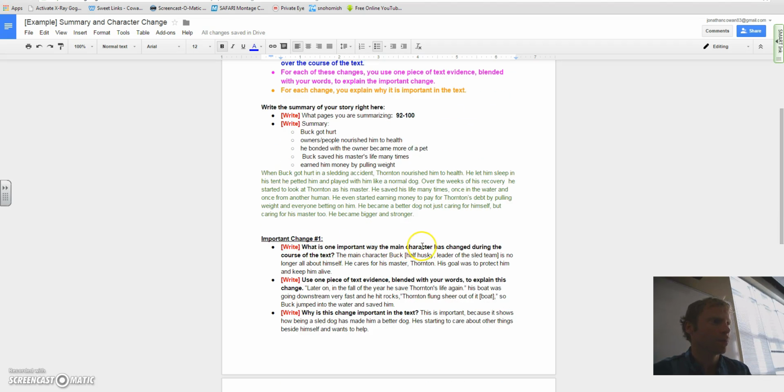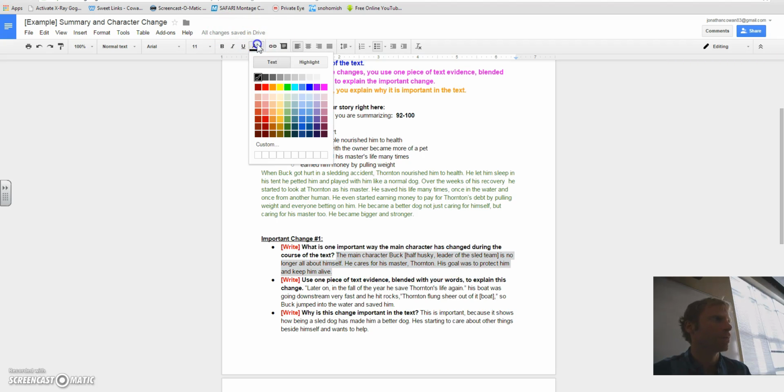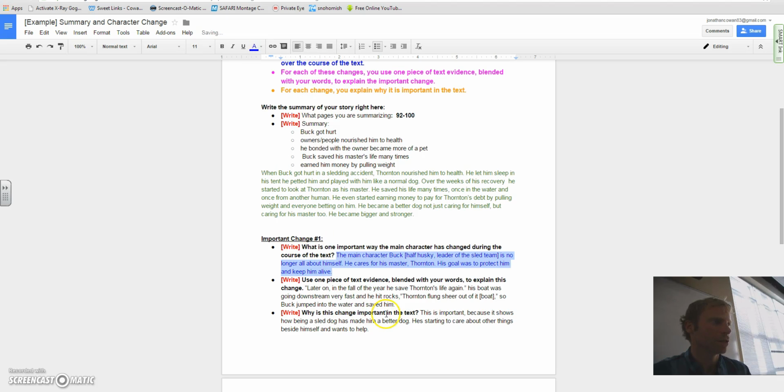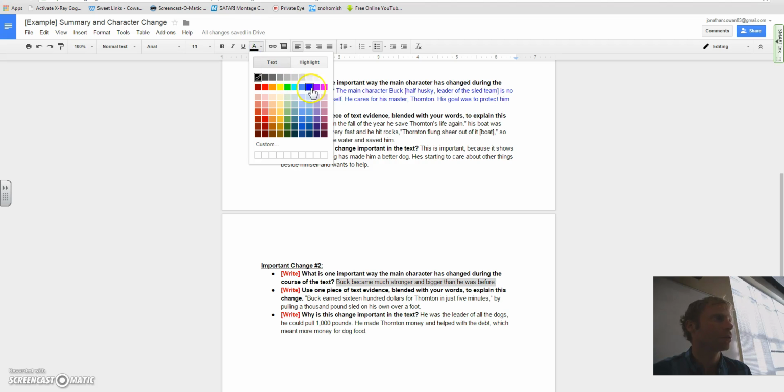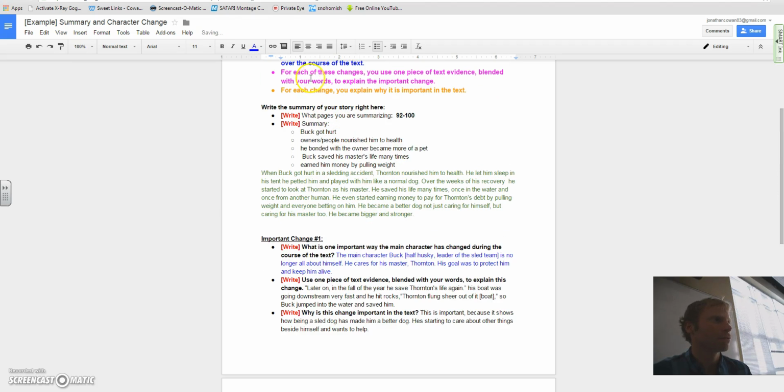"What is one important way the main character has changed in the course of the text? The main character, Buck, half-husky leader of the sled team, is no longer all about himself. He cares for his master Thornton. His goal is to protect him and keep him alive." So in this case, they met standard there. It says, and they did it also down here, "Buck became much stronger and bigger than he was before." That's another important change.